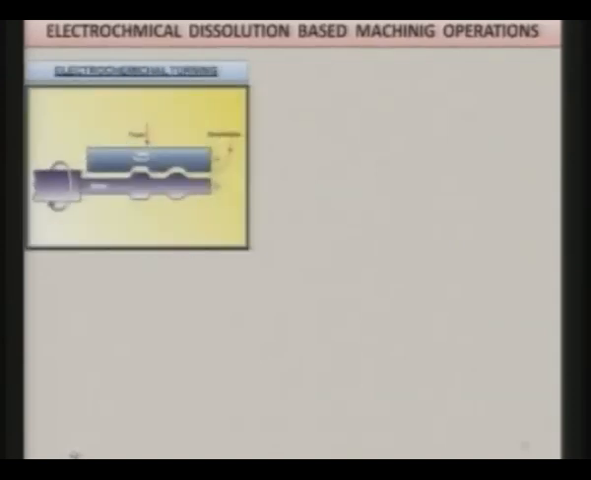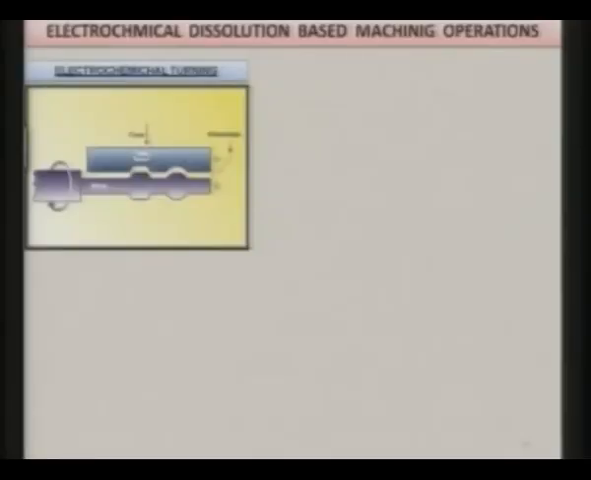Turning operation: there are many research papers coming in various journals on electrochemical turning, and this is very simple, but very interesting and very useful operation. Here is the workpiece, you can rotate it, and here is the tool which has a replica shape of the workpiece that you want.